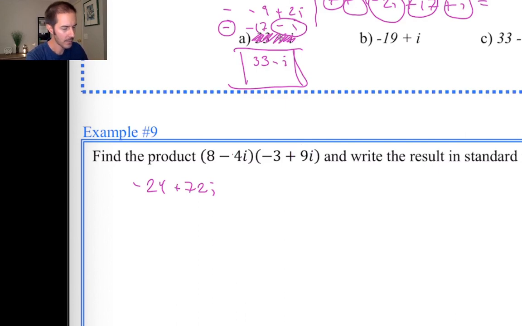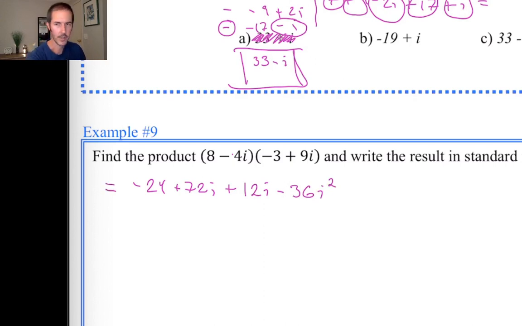Negative 4i times negative 3, the double negative makes a positive, and 4 times 3 makes it 12, and don't forget that multiple of i. And then the L in the FOIL process says negative 4 times positive 9 makes negative 36, and I see a lot of students forget this. Please don't be one of them. This is a negative 4i times a 9i, and if it said 4x times 9x, wouldn't you multiply the x's together and get x squared? Well, you have to do that here with the i's. This does turn out to be negative 36 or minus 36i squared.